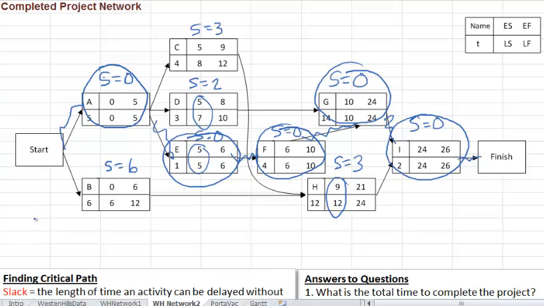So the critical path here, let's write it down, is from A to E to F to G to I. So that's your critical path. So what's so special about the critical path?